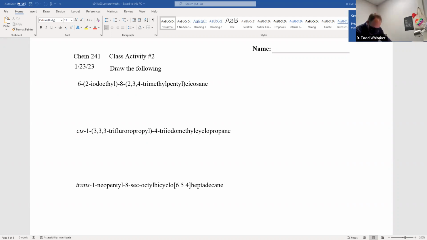Okay, 6 between the dots. I don't care if you go up or down or in the middle. 1, 2, 3, 4, 5, 6. I know it don't look pretty, but it's got 6 new carbons, doesn't it?